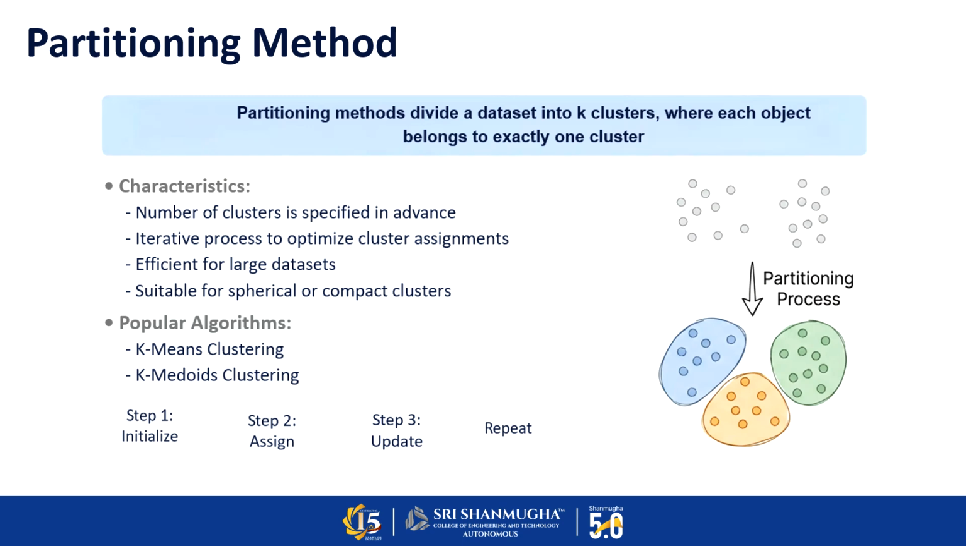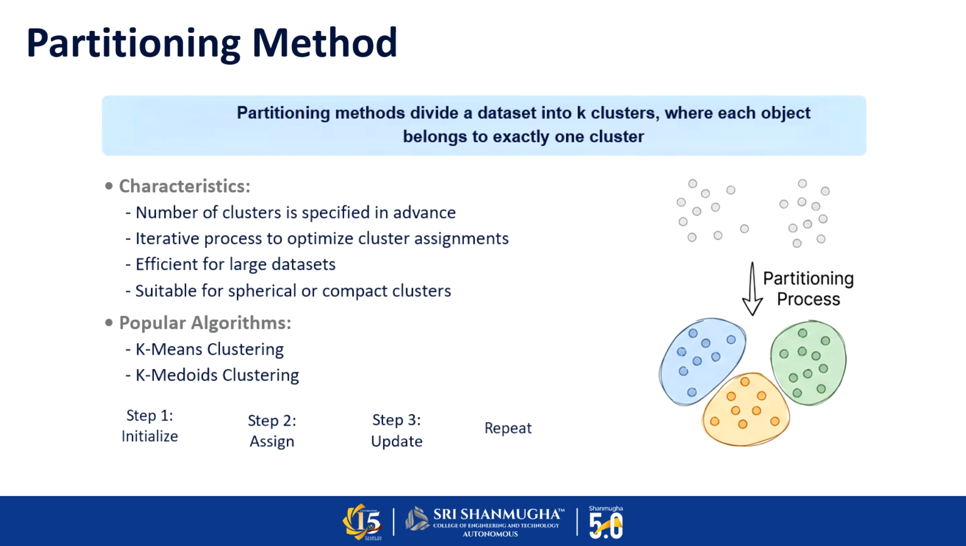So what is the general process? Initialize, assign, update and repeat. So we have 4 steps. First step is to initialize K cluster centers. You are initializing K cluster centers. Next one, assign: assign points to the nearest center. Third one, update centers. And fourth one, repeat until no change. So this is a procedure or iteration which you are going to repeat.